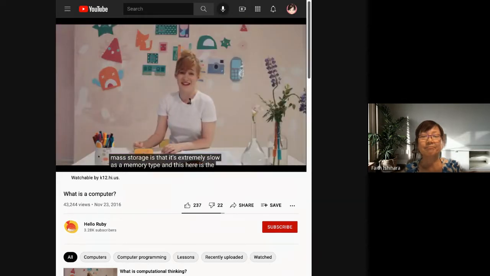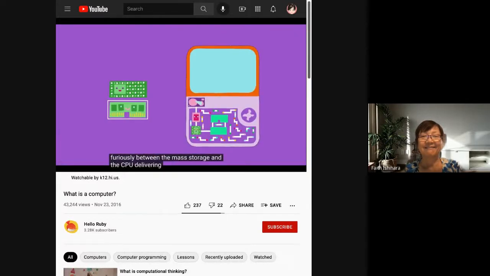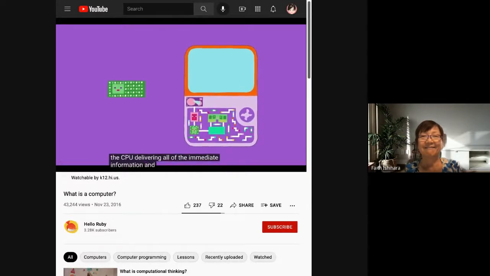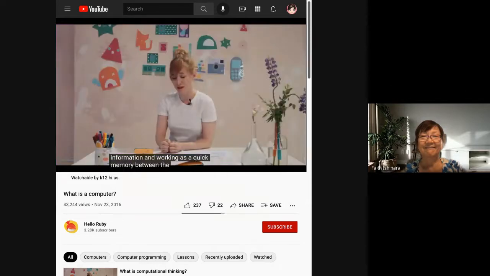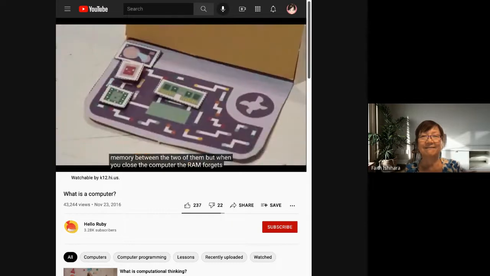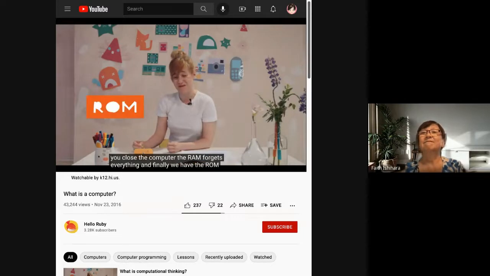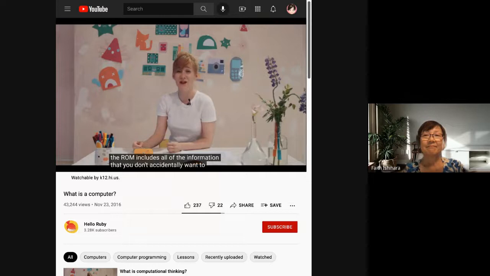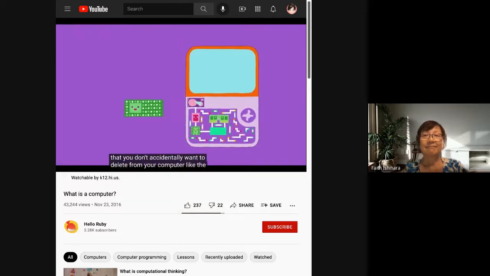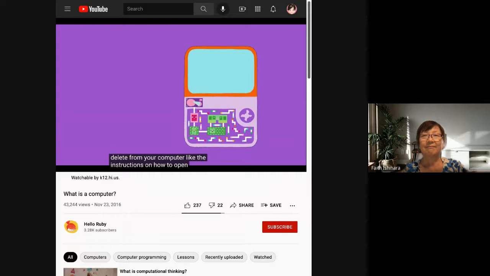And this here is the RAM, the random access memory. It works furiously between the mass storage and the CPU, delivering all of the immediate information and working as a quick memory between the two of them. But when you close the computer, the RAM forgets everything. And finally, we have the ROM. The ROM includes all of the information that you don't accidentally want to delete from your computer, like the instructions on how to open up the computer.